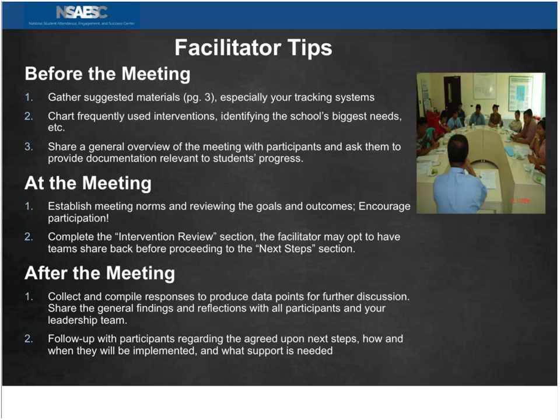And at the meeting, we always advise people to establish the meeting norms, and that involves reviewing the goals and outcomes, and then also explaining the necessity of reflecting on intervention so everyone can understand why and how we're going to go about doing this. And once each group has completed an intervention review, the facilitator can actually go to what we're going to talk about in next steps. I'm going to show you actually what that looks like and what questions to consider when you're talking about completing the next steps.